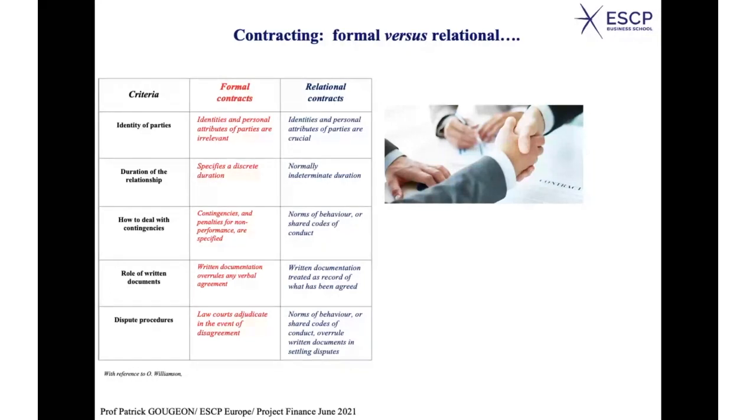How to deal with contingencies? Contingencies and penalties for non-performance are specified in a formal contract. In a relational contract, you have norms of behavior or a shared code of conduct. Let's discuss, let's behave properly according to norms we agree upon. Let's have a code of conduct, not to cheat, not to try to take advantage illegitimately of this situation.